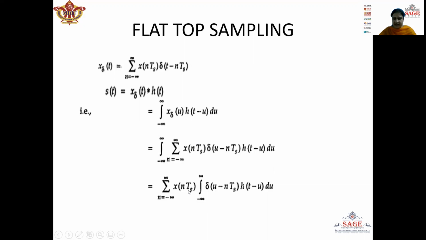So the summation of x(nTs) is taken outside the integral sign, and inside the integration, we will get delta(u minus nTs) h(t minus u) du.